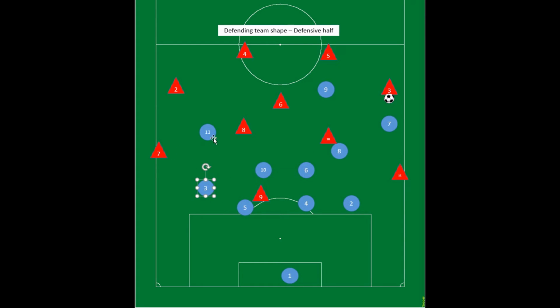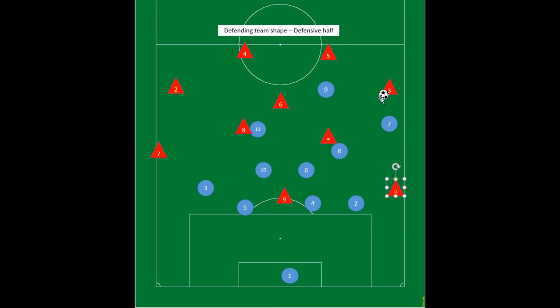So again, we want to keep the structure as tight as possible. What's important is we want to stop the lines into this area here. So the 4 and the 5 track the runs.